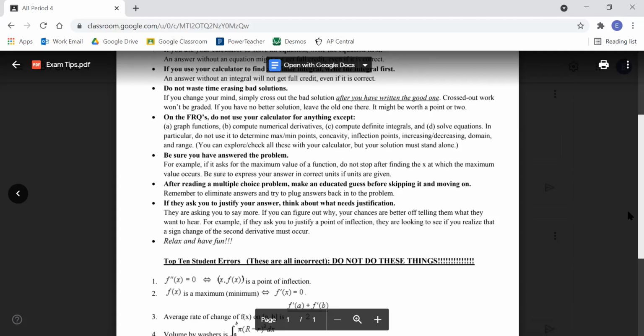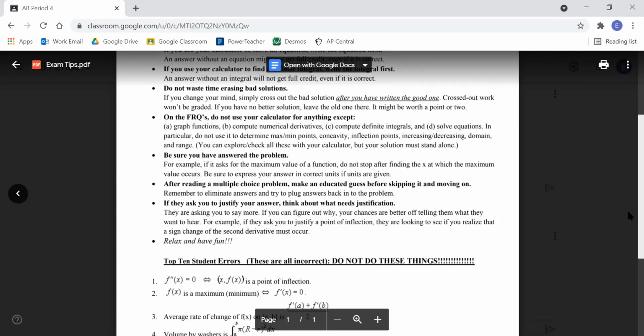Now this one says, after reading a multiple choice question, make an educated guess before skipping it and moving on. If you think it's going to take you a long time to solve a specific multiple choice question, I do suggest skipping it, because a lot of them will take you 30 seconds or a minute to do. You should be able to blow through the easy ones. Make an educated guess, but don't bubble it in on your paper yet. I would just circle it, so that if you get down to a minute left and you have to bubble a couple in that you guessed on earlier, you've got time to do that. But skip anything that's going to take you more than 2 minutes to complete in the multiple choice, and go find something that's going to take you less time.